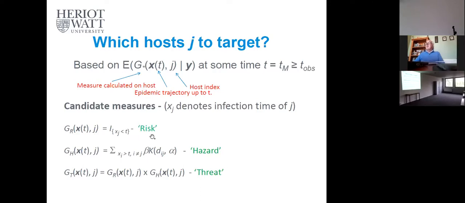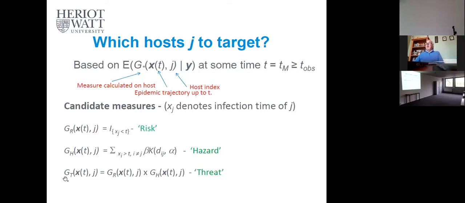So if you use the risk measure, then you're going to visit those hosts which you think have the highest probability of being infected. In some sense, that makes sense, because you're going to be getting, if you like, the largest number of positive tests, and you're not wasting your time testing individuals that aren't infected. However, another philosophy was that maybe you want to go and look at those hosts which, if they were infected, would present the biggest threat to other susceptibles. So this hazard measure would do that. It's the posterior expectation of the challenge that a host would present to other susceptibles if it were infected.